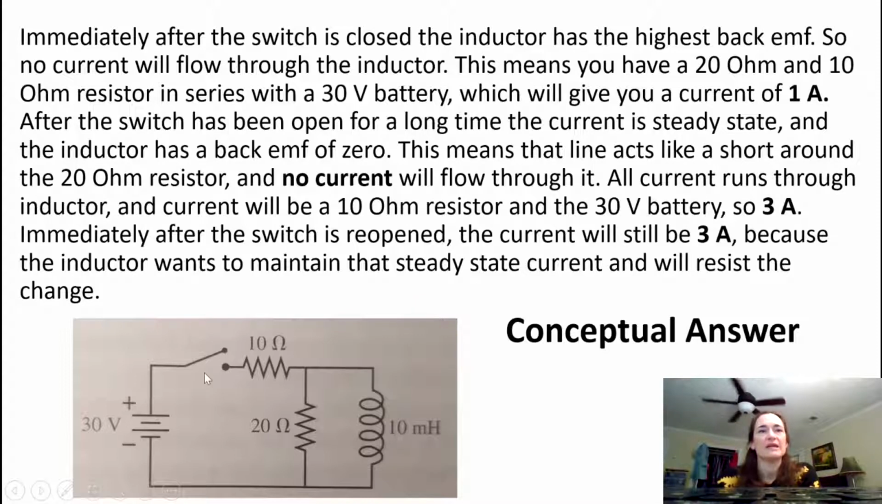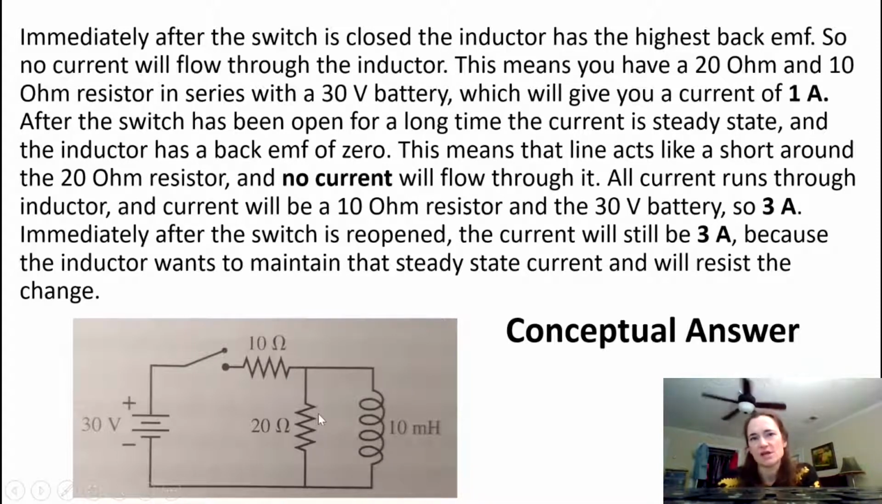Now, what that'll mean is that all of the current of the circuit will flow from the 30-volt battery through the 10-ohm resistor, the 20-ohm resistor, and back to ground. Now remember, when you have resistors in series, the resistances add. So that means that you have an effective 30-ohm resistor hooked up to a 30-volt battery. And that means that through that 20-ohm resistor, you're going to have 1 amp of current, according to Ohm's law, delta V equals IR. So the answer to part A is that right when the switch is closed, you're going to have 1 amp of current.